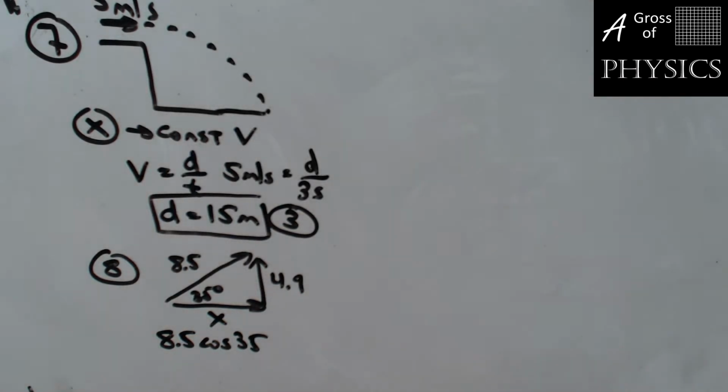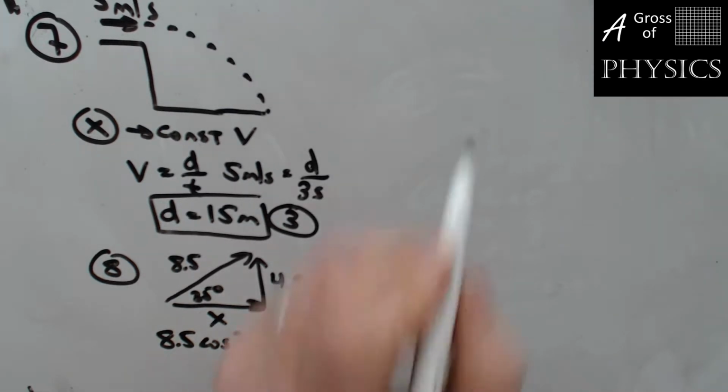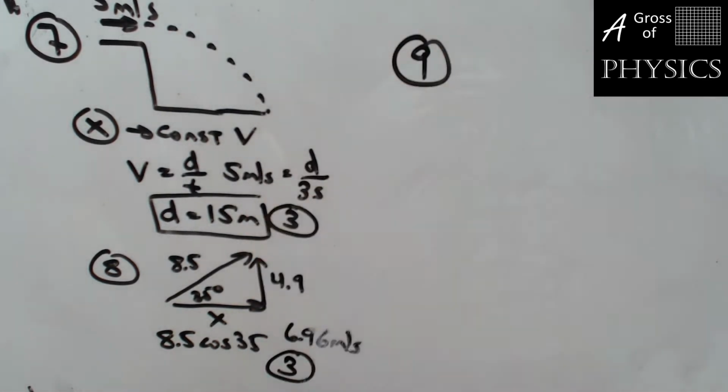8.5, cos 35, 6.96 meters per second, which they round to 7. So choice 3. All right, number 9.